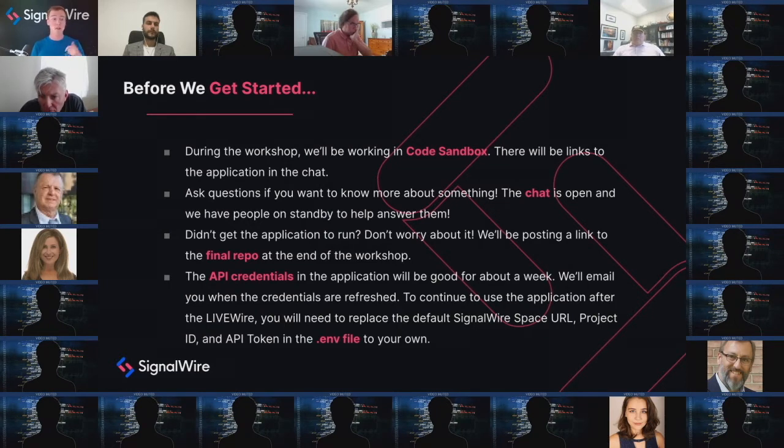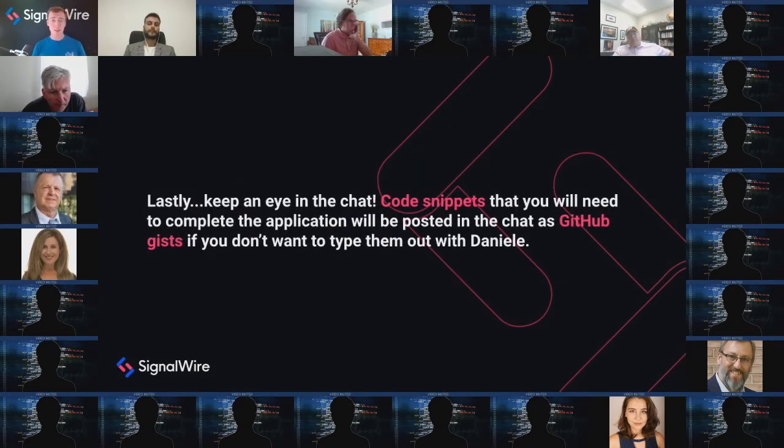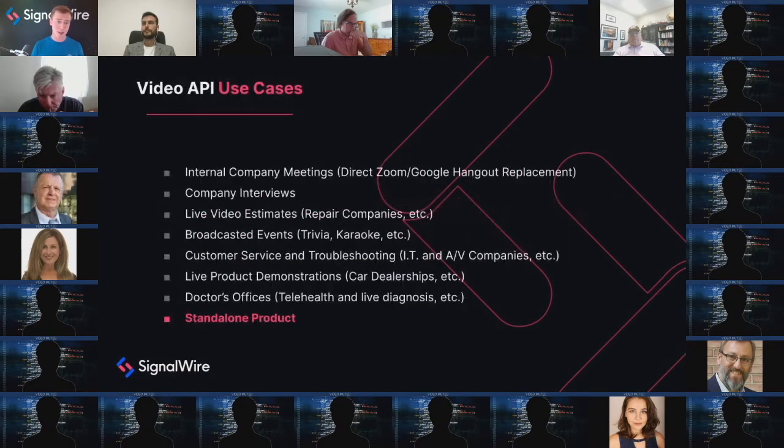And if you want to continue to use the application, you would then need to just replace those credentials with your own API credentials that I talked about in the previous slide. And lastly, keep an eye in the chat. For those of you that might not be able to type as fast as we may go, we will have code snippets in the form of GitHub gists that you can essentially copy and paste at the end if you miss something. So keep an eye out in the chat there.